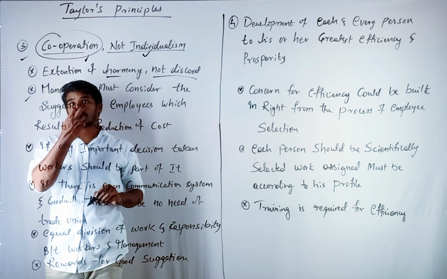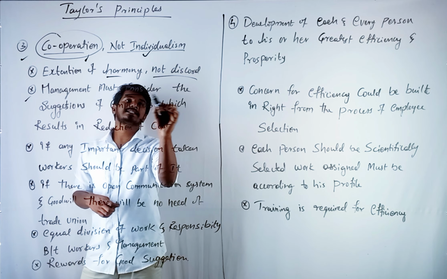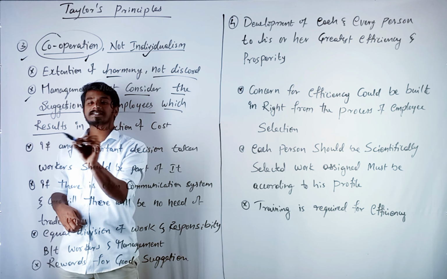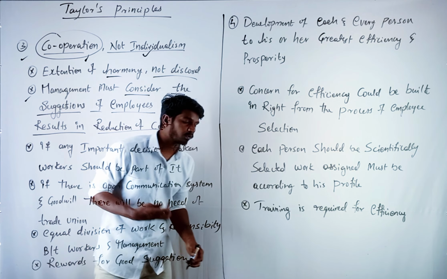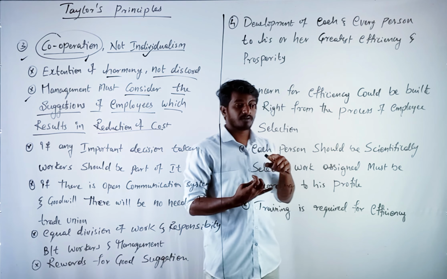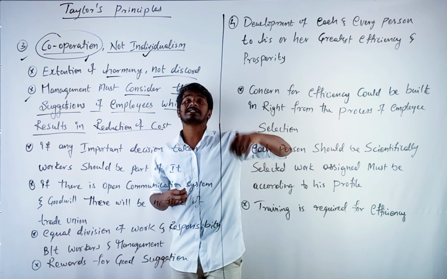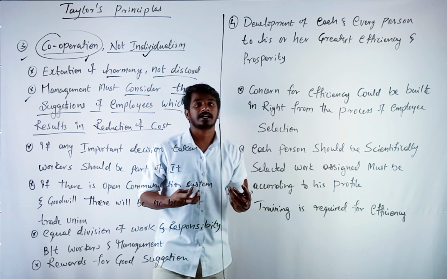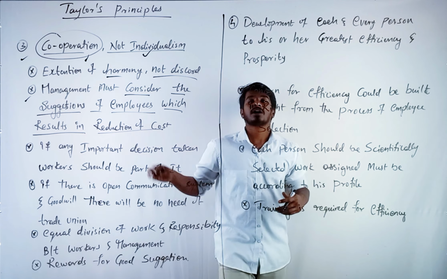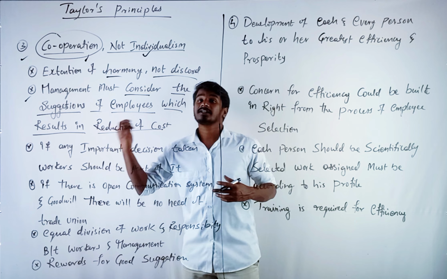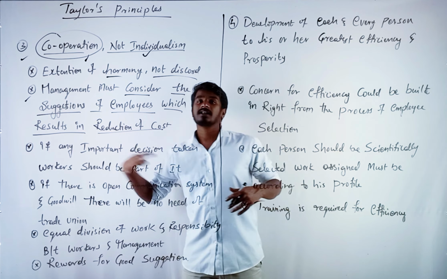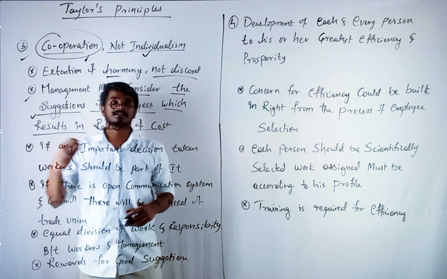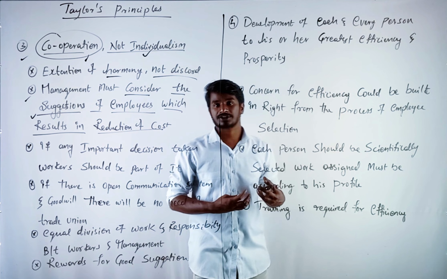So second point is management must consider the suggestions of employees, which results in reduction of cost. Obviously, a worker is working in the task. He knows better than us, right, how to reduce the cost. How to reduce the cost? That he knows very well rather than the management. So we should consider his suggestion or their suggestions.